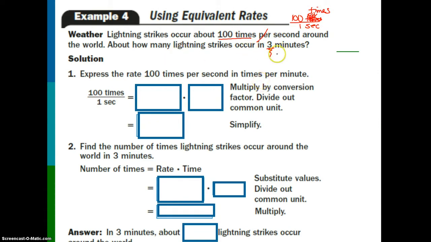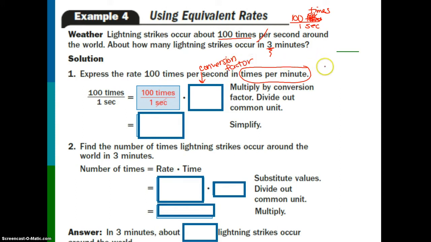Okay, well, first of all, we need to change it to 1 minute. We need to figure out how many times in 1 minute. So, I'm going to take my fraction, 100 times per 1 second, rewrite it. Multiply by the conversion factor. What is the conversion factor? Again, this fraction right here is called your conversion factor. We're changing seconds into minutes. You know there are 60 seconds in 1 minute. So how do we write that as a fraction?